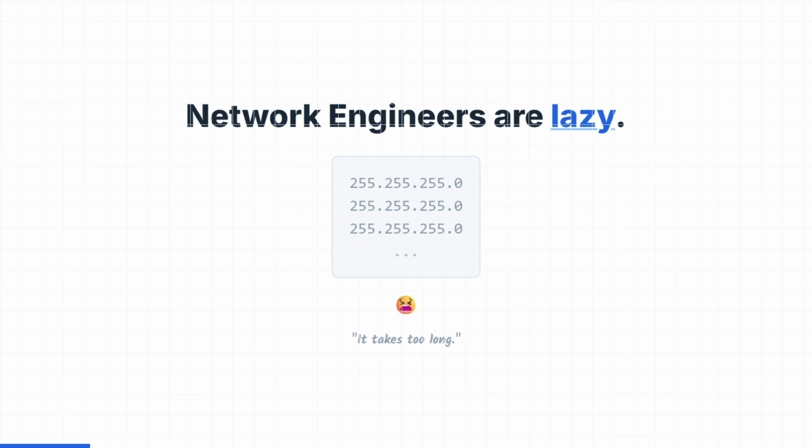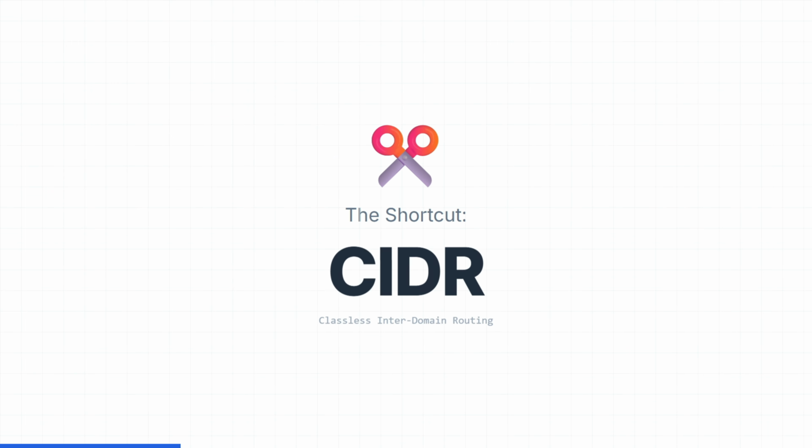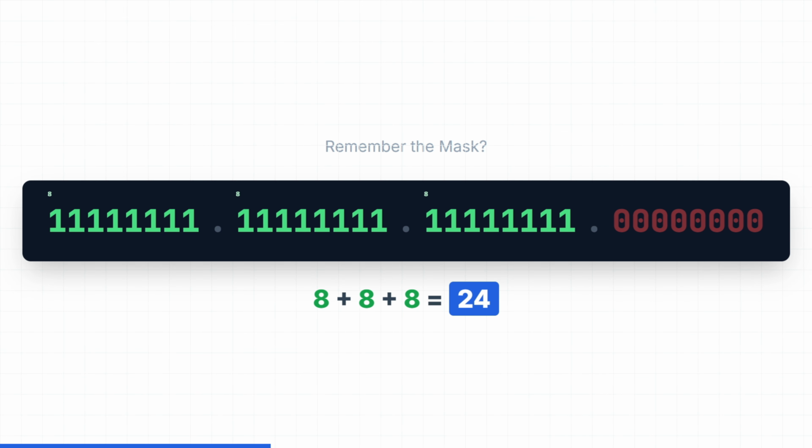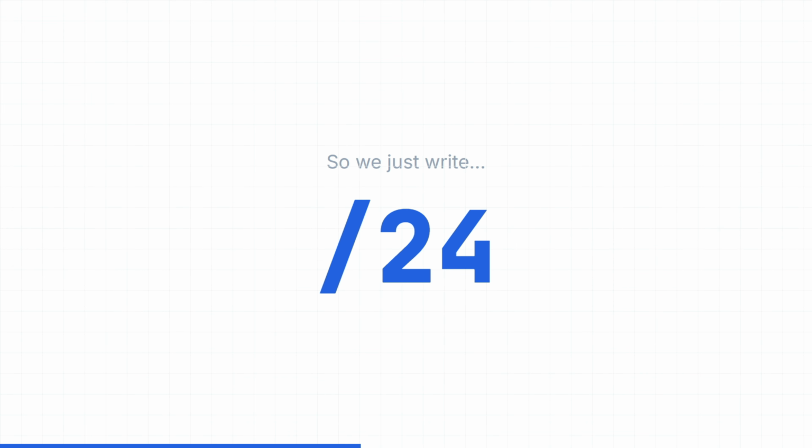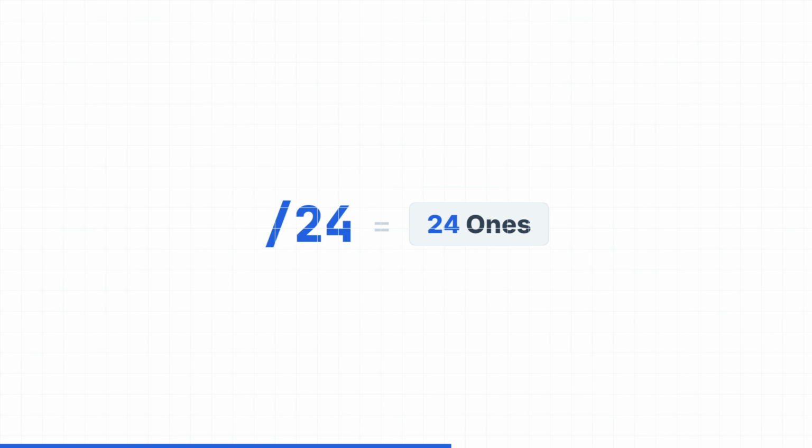Now, network engineers are incredibly lazy people. We hate typing 255.255 over and over again. Takes too long. So we invented a shortcut called CIDR notation. Remember our binary mask? How many ones did it have at the start? It had 24 of them. So instead of writing the whole thing, we just write /24. When you see /24, it literally just means my subnet mask has 24 ones. If you see /8, it means my subnet mask has 8 ones. It is just a count of the ones.